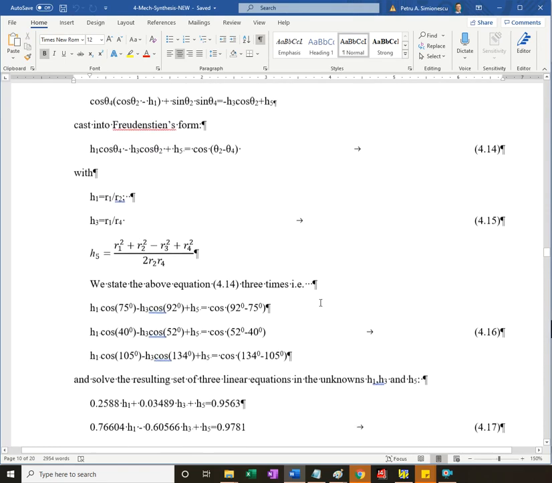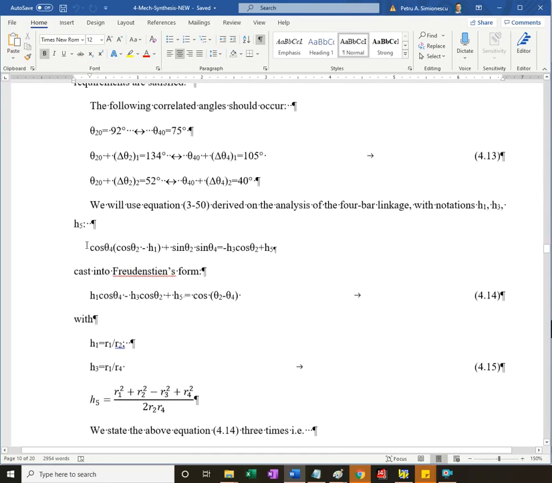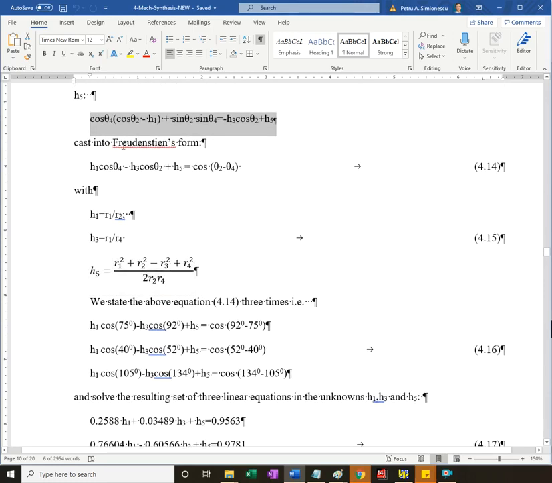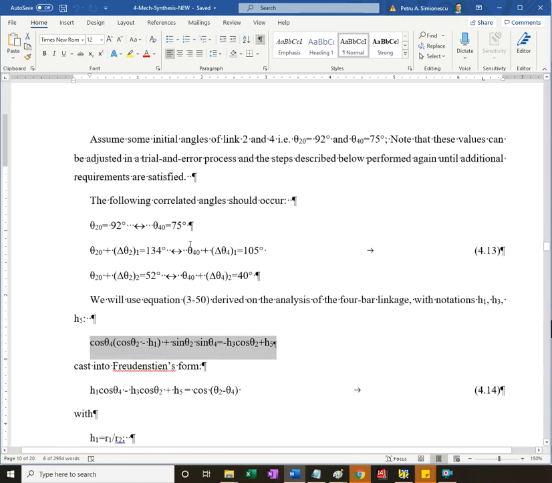So a change of variable. And we repeat this equation 3 times for the separate thetas, theta 2 and theta 4. And we're going to get a system of 3 linear equations with 3 unknowns. So Freudenstein's change of variable allowed this equation to turn into a linear one with the H1, H3, and H5 introduced. You solve for the three H unknowns, and then ultimately you can find the ratios R1 over R2, R1 over R4, and the individual lengths.